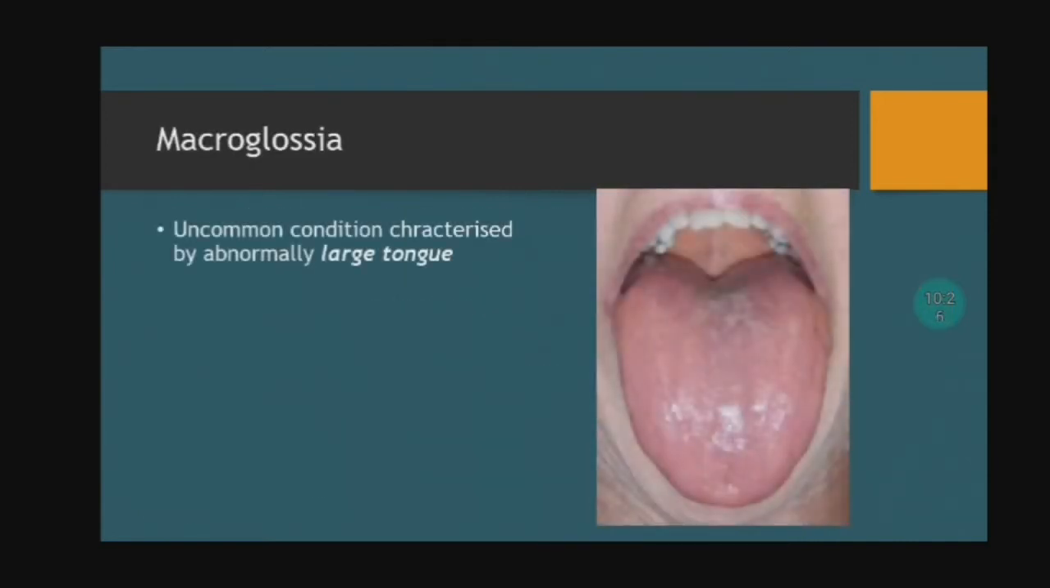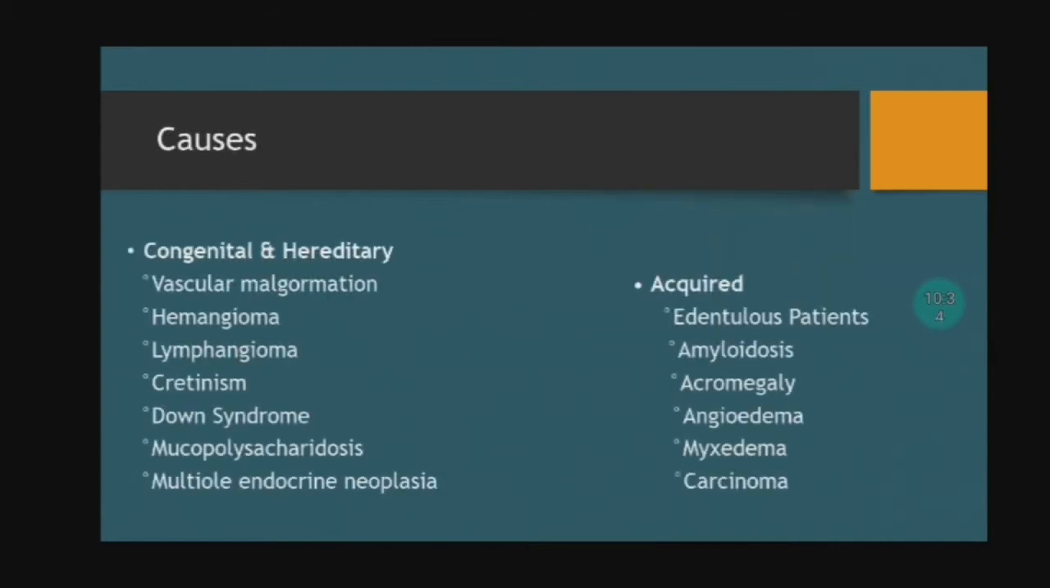Macroglossia, a common condition characterized by an abnormally large tongue. Causes: congenital and hereditary, vascular malformation, hemangioma, lymphangioma, cretinism, Down syndrome, mucopolysaccharidosis, multiple endocrine neoplasia. Acquired: edema, amyloidosis, acromegaly, angioedema, myxedema, carcinoma.